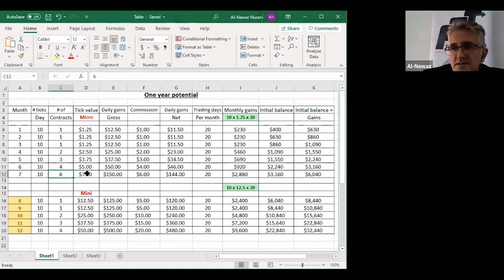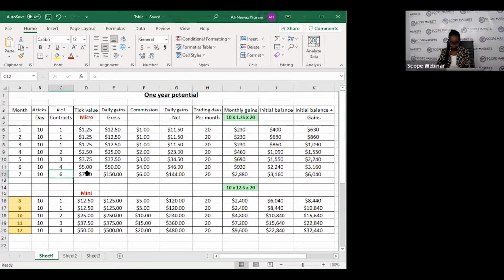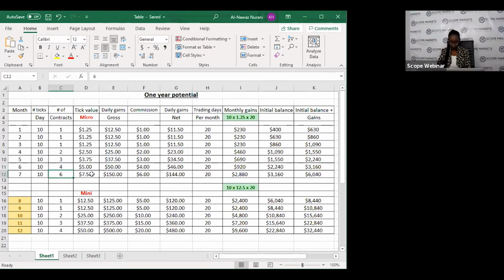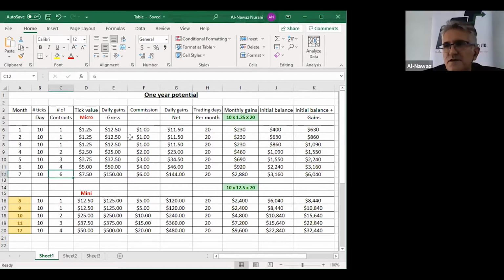Now, you can see that each tick value has increased from $2.50 to $3.75 to $5 to finally $7.50. Now, at $7.50, you are making $144 per day after commission, and you're making around $2,900 at the end of the month. This is some serious money in terms of what we make in Kenya. This is over 300,000 shillings per month.